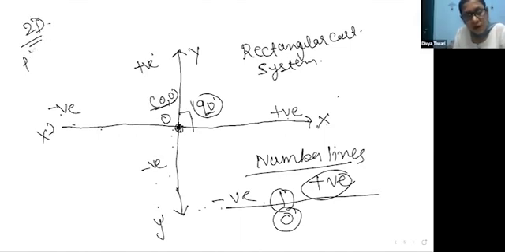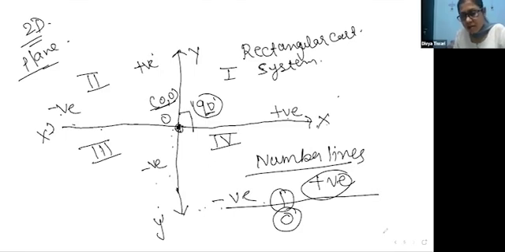So 2D is what? 2D is the plane of paper. Here we can say that this is divided into 4 quadrants, or you can say 4 planes. So this is the first quadrant, this is the second quadrant, this is the third quadrant, and this will be the fourth quadrant. So let's discuss this further on a new page.